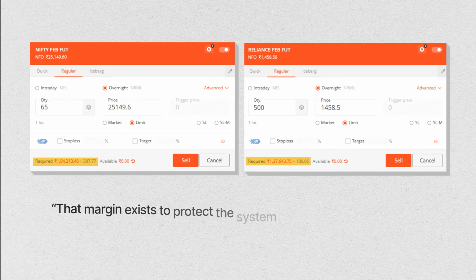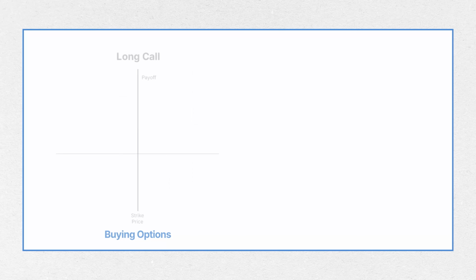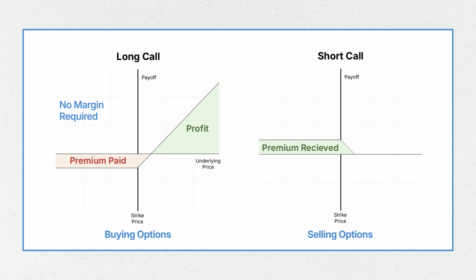That margin exists to protect the system from large adverse moves, since option sellers can lose far more than the premium they collect. In short, futures apply leverage symmetrically whether you are long or short, but options separate leverage very clearly. Buying options gives you high leverage with limited risk and no margin requirement, while selling options involves limited reward, potentially large losses, and therefore significant margin.